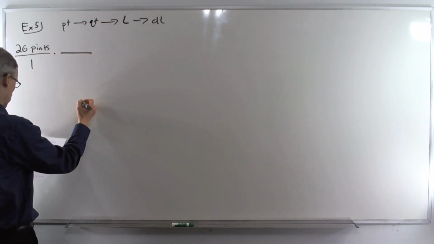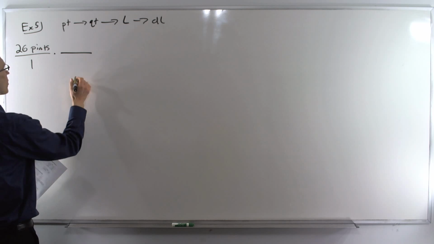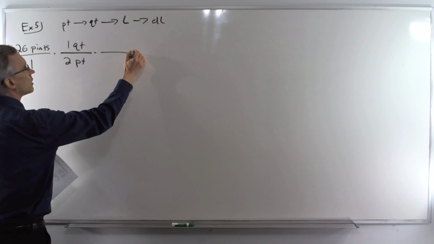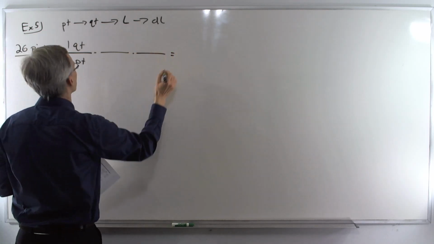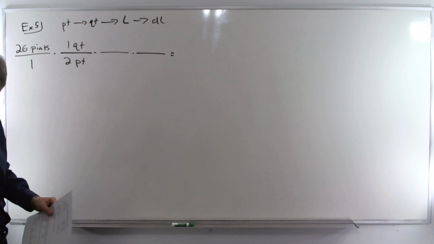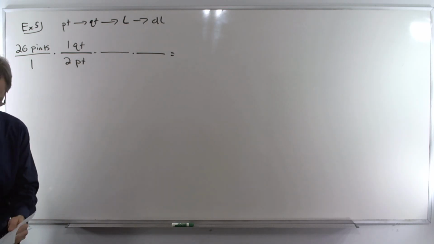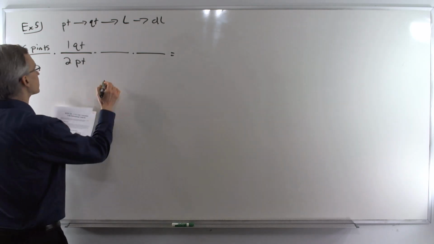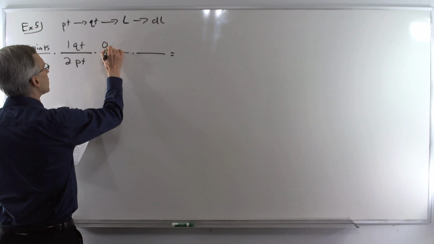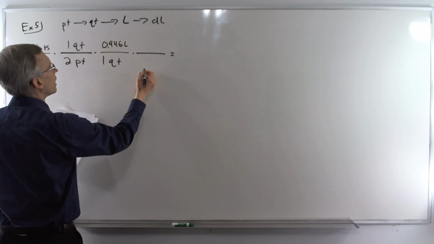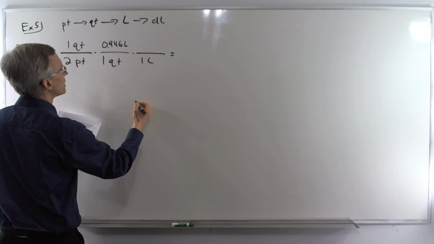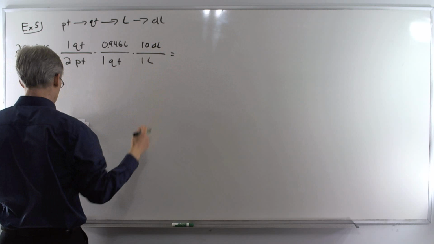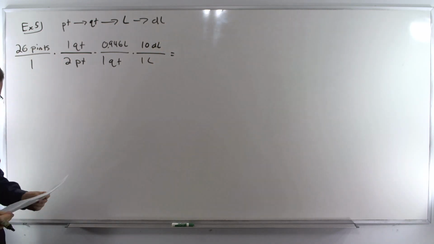So first, what was that? 2 pints is a quart, so 2 pints here, 1 quart. And now we'll go quarts to liters, so that's off the original table. And 1 quart is 0.946 liters. And then we got 1 liter and deciliters. See, deci's 1 step below, so that is 10 deciliters in 1 liter.